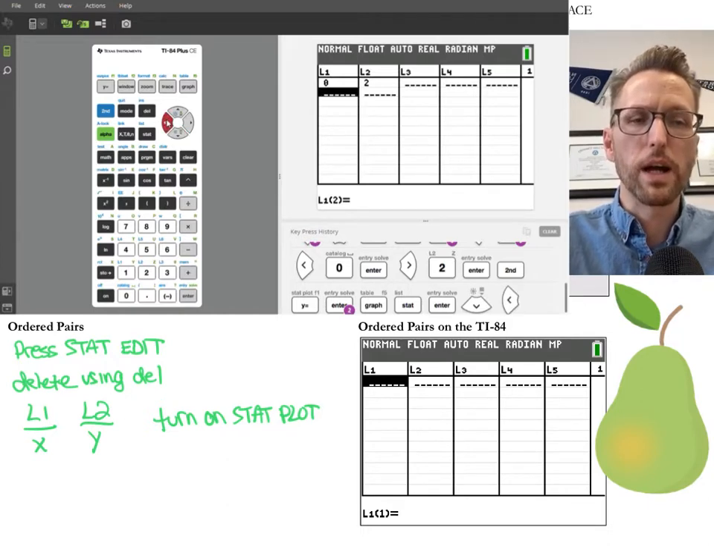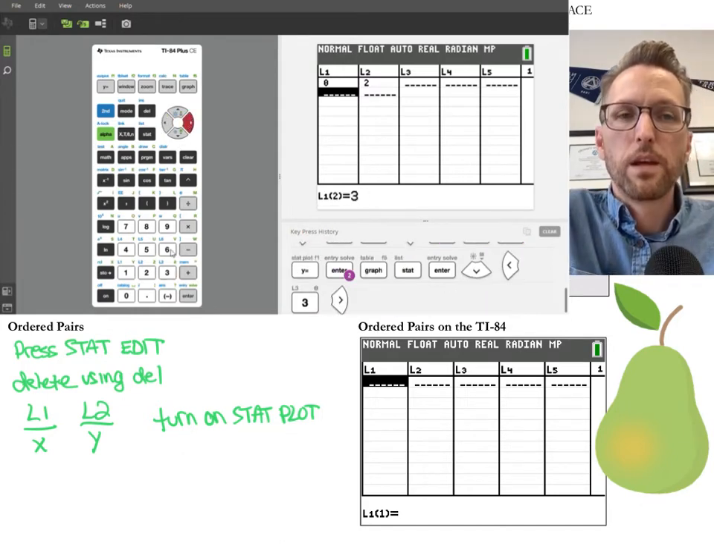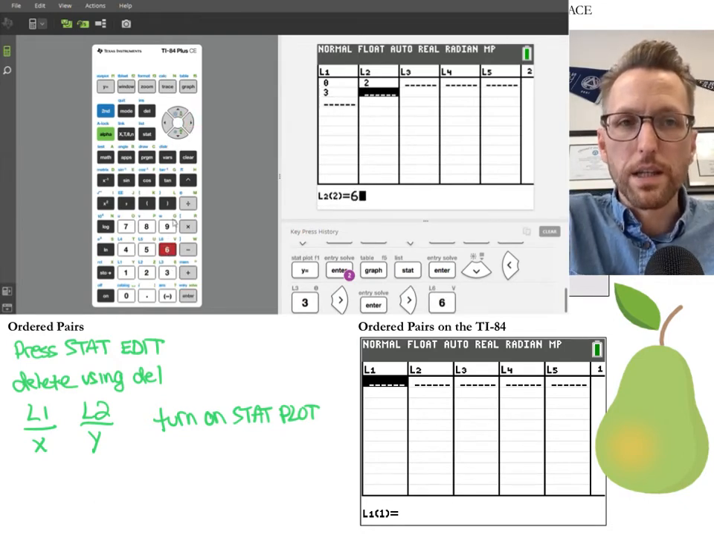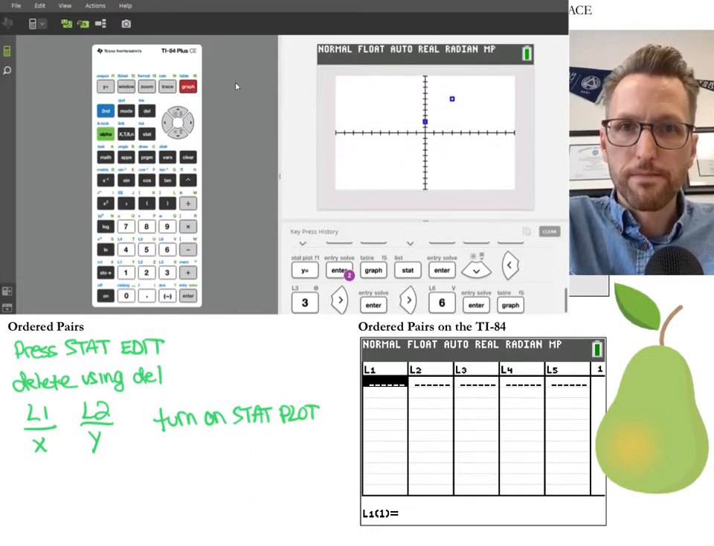Now let's say I want to enter another point. I could choose whatever. I'm choosing one from a screen that you'll see in a moment. 3 and then enter, and I have to arrow right. It's a little bit tedious. 6, enter, and then I could graph that. And so that's in quadrant 1. We could have known that based on the number itself because they're both positive values.